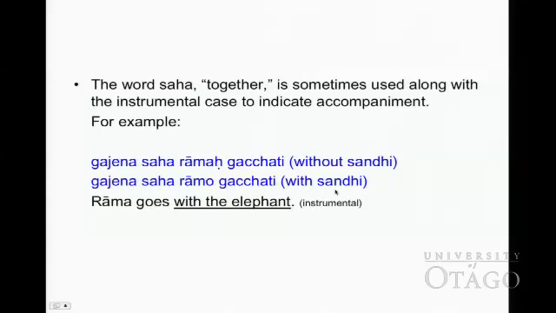The word saha, together, is sometimes used along with the instrumental case to indicate accompaniment. For example, gajena saha lamaha gachchati. Lamaha is nominative. Gachchati, goes, verb. Gajena saha, with the elephant, because gajena is instrumental, singular, masculine, and saha is indeclinable. So we translate as Lama goes with the elephant. That is the instrumental.